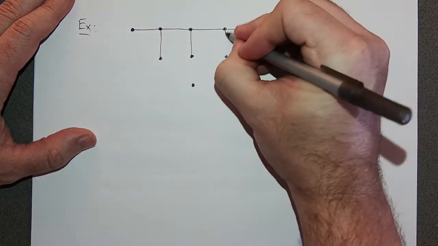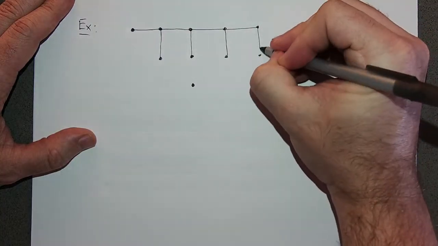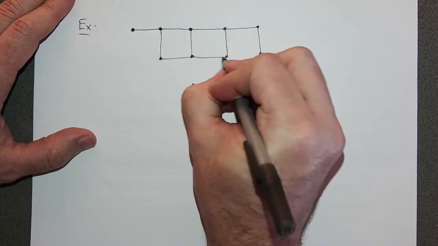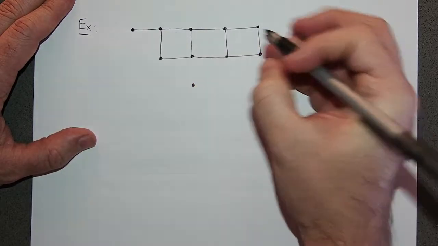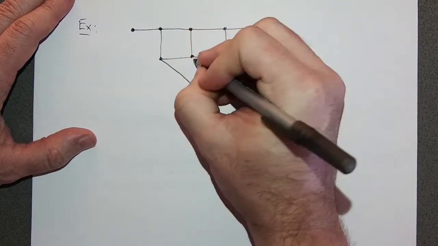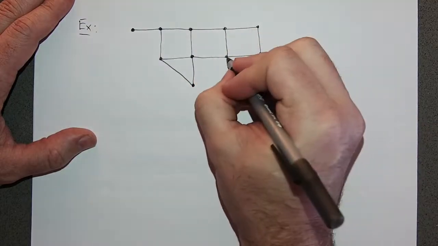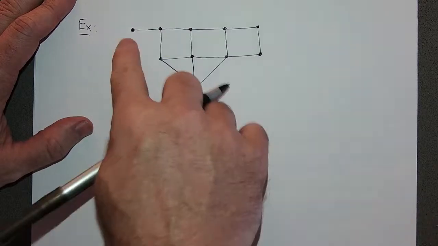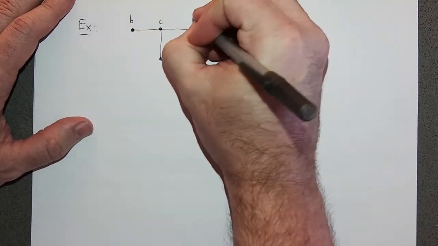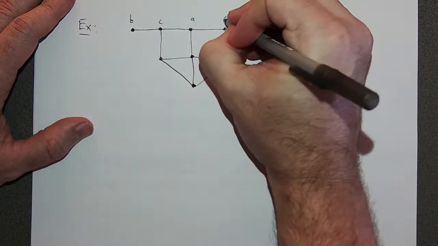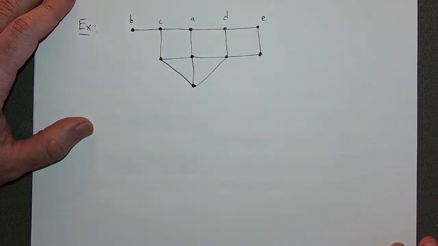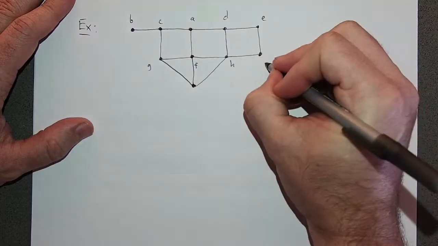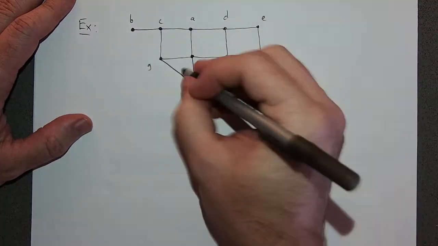Make this vertex bigger. Same here. Okay. So we'll call this vertex B, this one C, this one A, this one D, this one E, then G, F, H, I, and then call this one J.